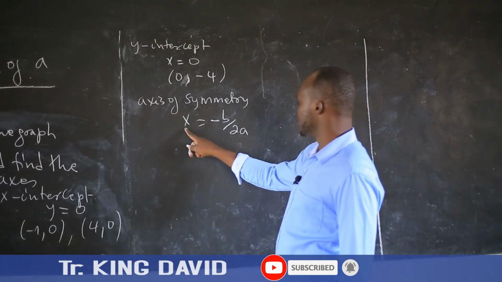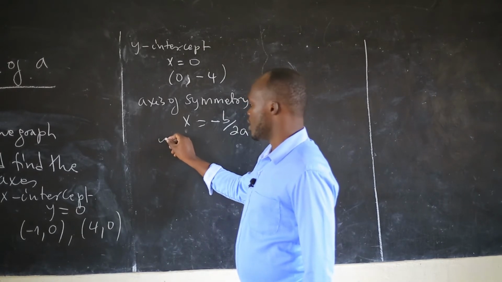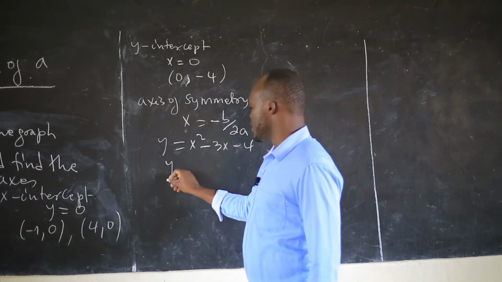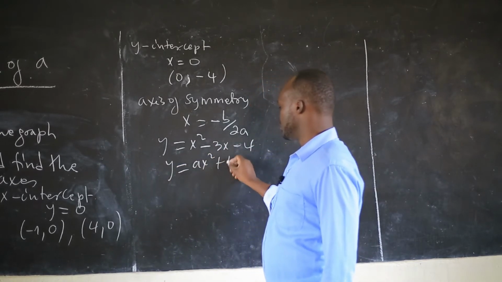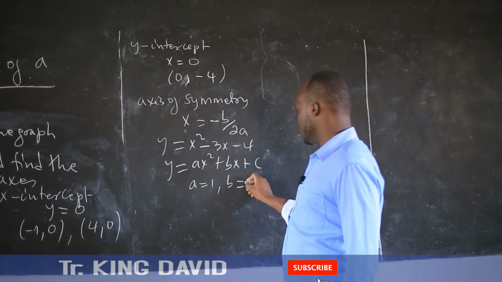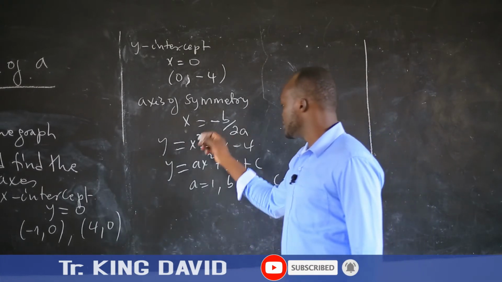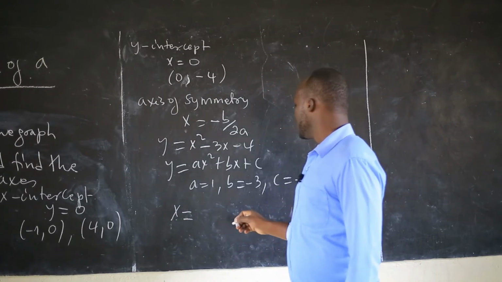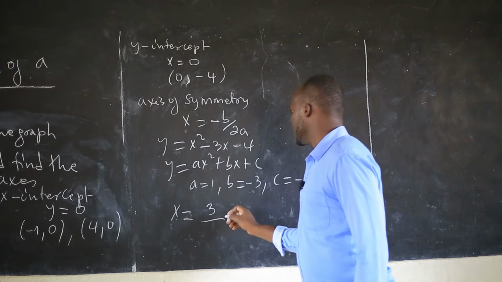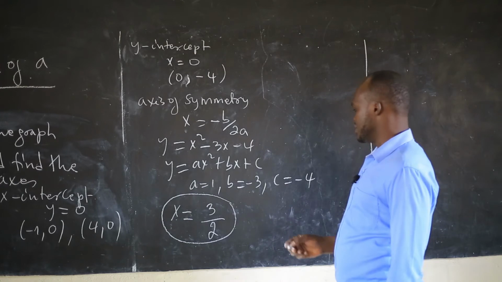Remember that the axis of symmetry is x equals negative b over 2a. And remember our equation is y equals x squared minus 3x minus 4. When you compare with y equals ax squared plus bx plus c, you see our a is 1, our b equals negative 3, our c equals negative 4. So the axis of symmetry x will be equal to negative b. b is negative 3, so negative becomes positive 3, divided by 2a. a is 1. So the axis of symmetry is x equals 3 over 2. That is the axis of symmetry.